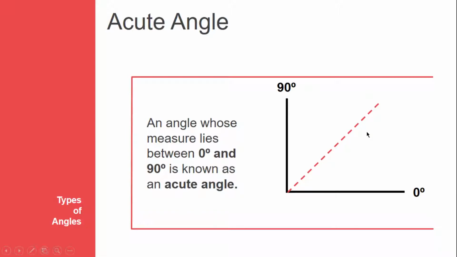So here, as you can see, the red line lies between the 0 and the 90, and the space that it forms between itself and 0 is giving me an acute angle, because any measure will be below 90. So it could be 1 degree, it could be 2 degrees, it could be 40 degrees, it could be 50 degrees, it could be 89 degrees as well. So that is an acute angle.